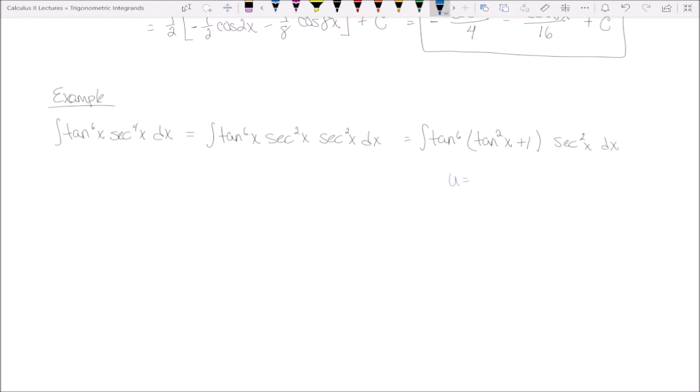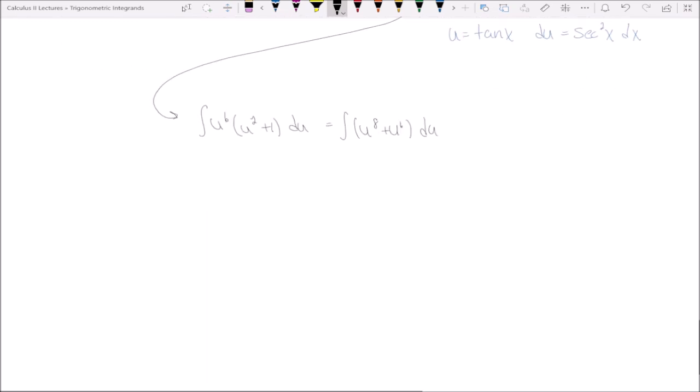Now we can use a u sub. Let u be tangent so that du is secant squared x dx. And what this now becomes is the antiderivative of u to the 6th times u squared plus 1 du, which is the antiderivative of u to the 8th plus u to the 6th. Well, that antiderivative is u to the 9th over 9 plus u to the 7th over 7 plus a constant. And now plugging back in tangent, we get tangent to the 9th x over 9 plus tangent to the 7th x over 7 plus a constant.